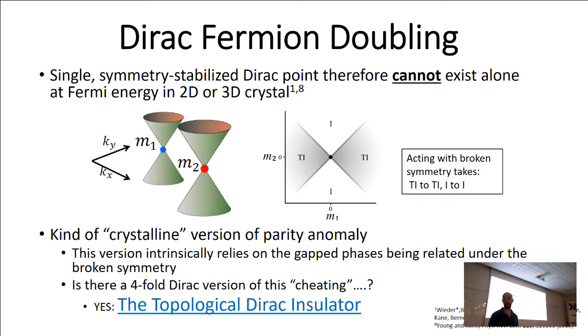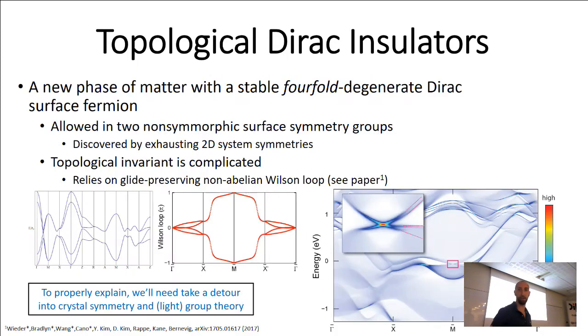Is there any way to form a topological insulator that has this as a surface state? And in some way it cheats this doubling theorem, the same way the TI, like 10 years ago, cheated the parity anomaly. And it turns out that the answer is yes. So this is what the topological Dirac insulator that we found last year is. Topological Dirac insulators are a new topological insulating phase of matter with a fourfold degenerate surface state.